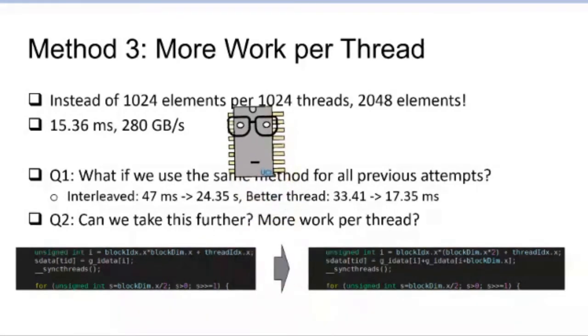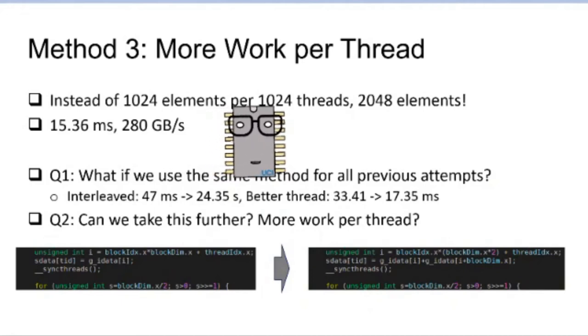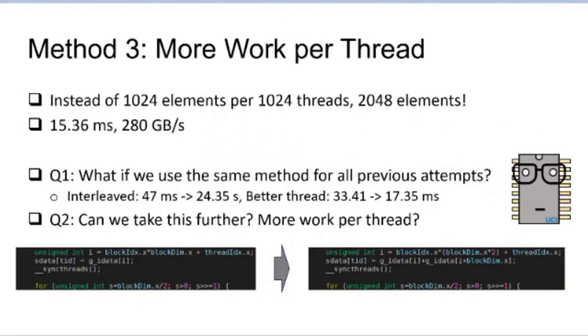And that approach, stacked on top of method 2, gives us 15.36 milliseconds of latency, 280 gigabytes per second, about twice the performance. So we can see that at this point, computation is pretty much bottlenecked by computation, which is surprising because if you consider the number of threads that we have on the machine, and the peak internal throughput that these guys can deliver, it's surprising that we're still computation bottlenecked. So this is an obvious solution that, in retrospect, we should have had from the beginning.